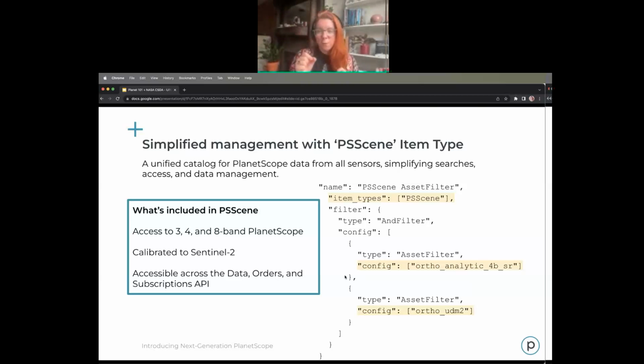The 3-band and 4-band asset types that we had before will still be available via the APIs through the end of this year. But after that, they will be deprecated, and everything that you will have access to through the APIs and Planet Explorer will be these PS scene asset types. So you have some time to migrate your scripts over if you're using those right now.